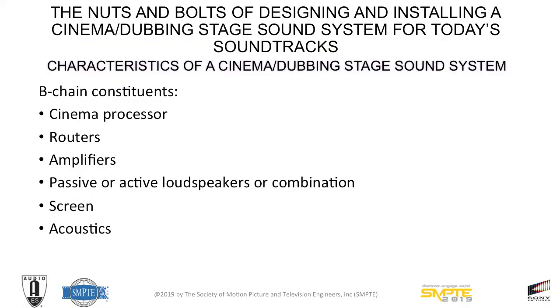What we have for a B chain is several components that characterize it. We have a cinema processor, routers, amplifiers, and, of course, loudspeakers, which can be either passive or active. We have a screen, which is a very important acoustical consideration. I call it the great white filter. And we have, of course, the acoustics of the room, which is very important in any sound system installation.